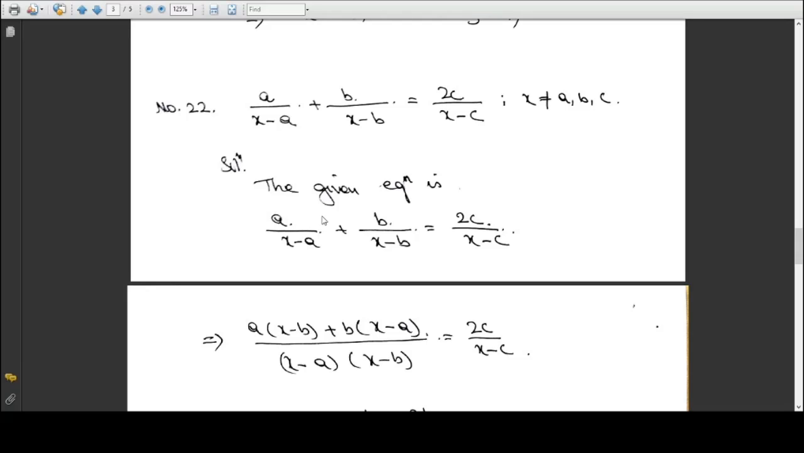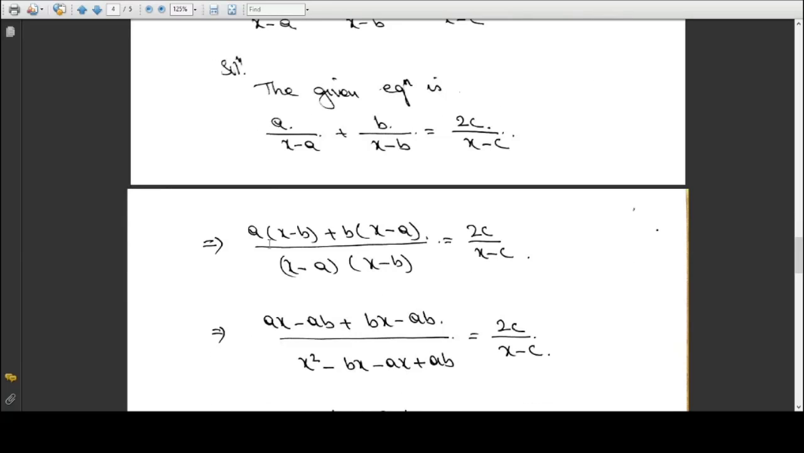Now here also the same thing. We will take the LCM of the denominators on the left side, x minus a and x minus b. The LCM is the product of these two. Now when the LCM is divided by x minus a, this x minus a gets cancelled. You have x minus b, and you multiply this x minus b to the numerator, that is a multiplied by x minus b, and then plus. Here also the same thing: when the LCM is divided by x minus b, this x minus b gets cancelled. You have x minus a, multiply it with b, and the right side is the same.